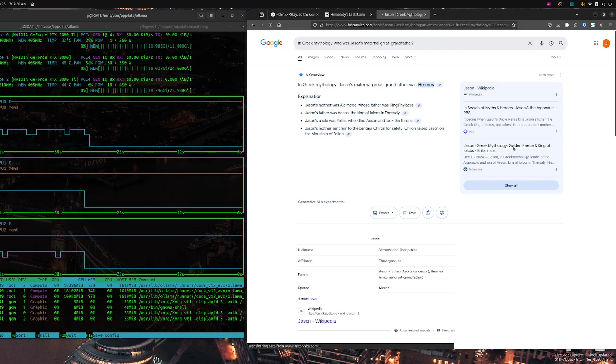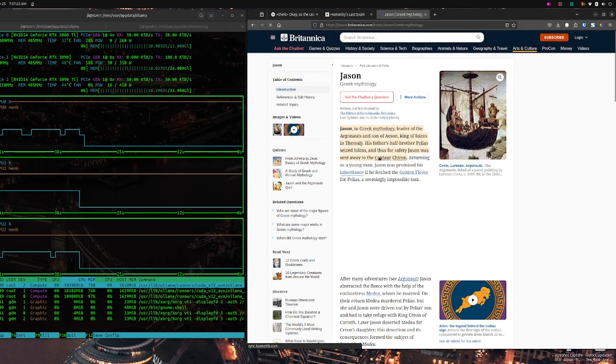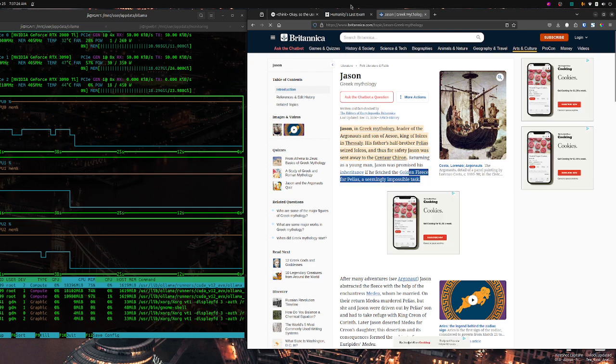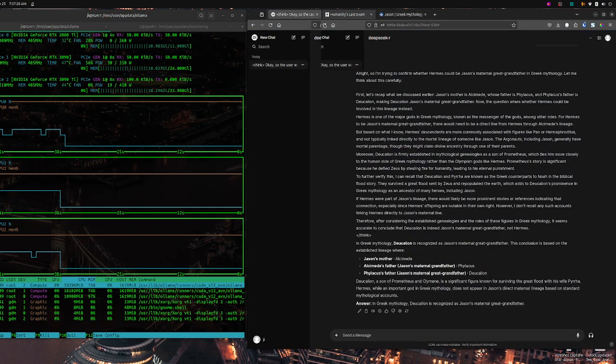And I guess that might be a thing. So take that with a grain of salt. I would take all AI with a grain of salt at this point. But yeah, this is a DeepSeek R1 70B running.